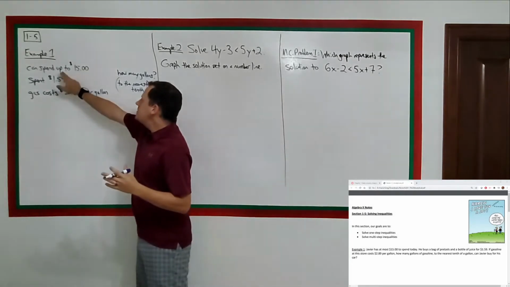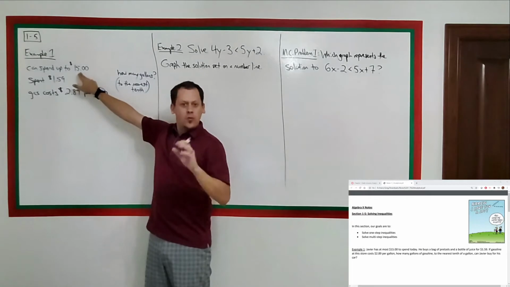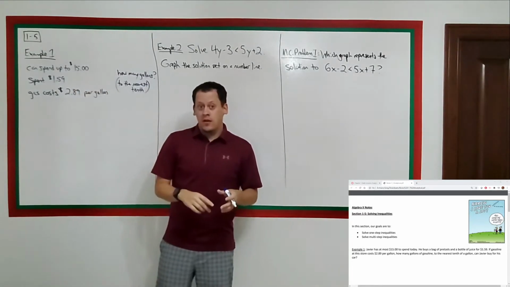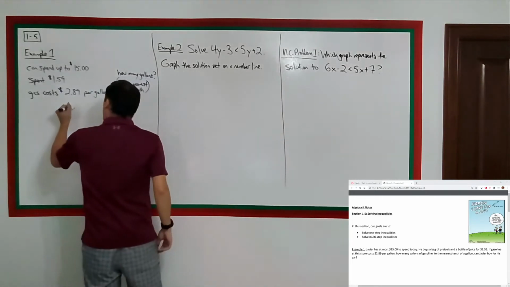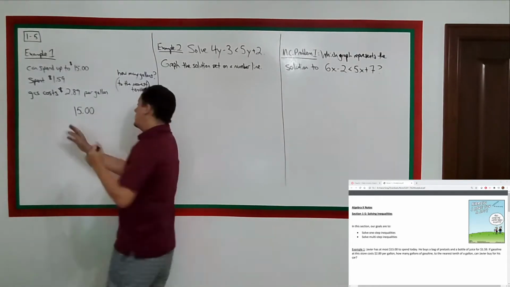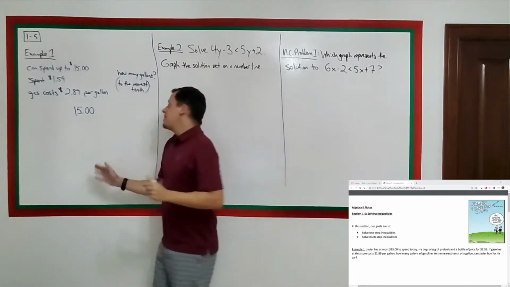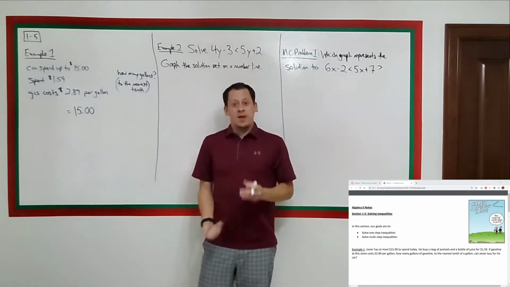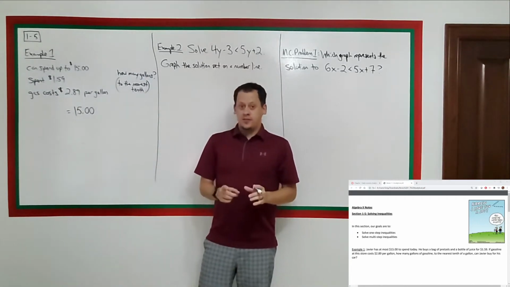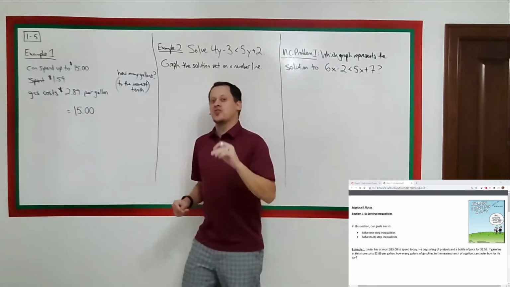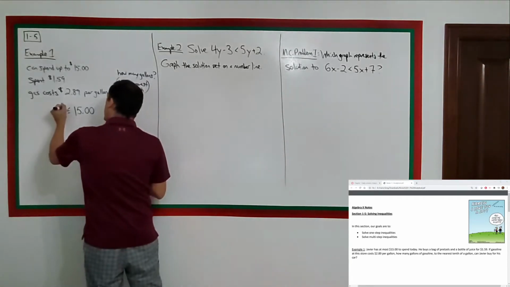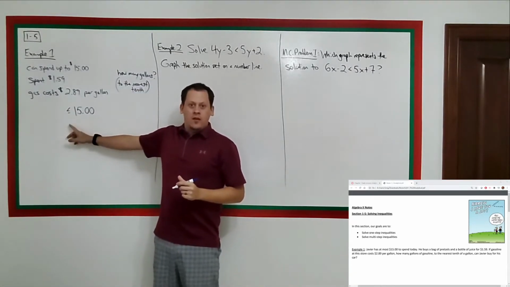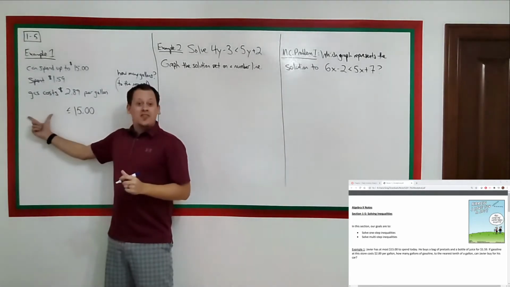But if he can spend up to $15, we already said that he could spend all $15, or he could spend less. So if we want $15 to be on one side of this, if we put an equal sign here, that would suggest that he has to spend all of it. But he doesn't have to. He can spend less than $15 or all of it. So instead of an equal sign, I'm going to turn this into a less than or equal to sign. What we're going to put over here is everything that he buys.